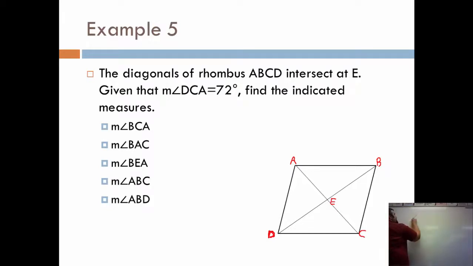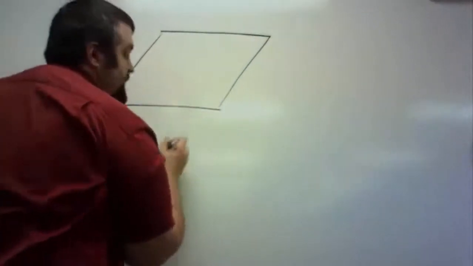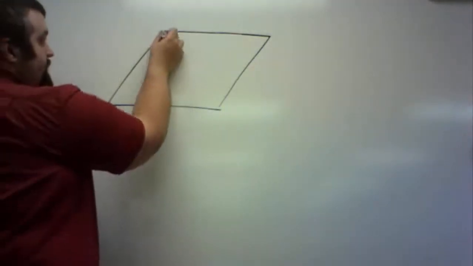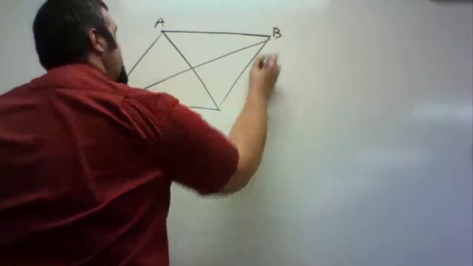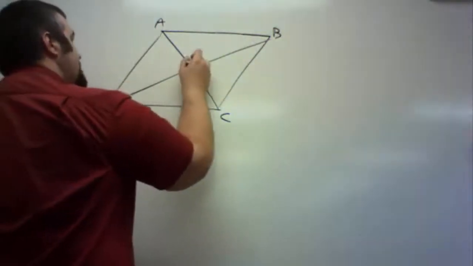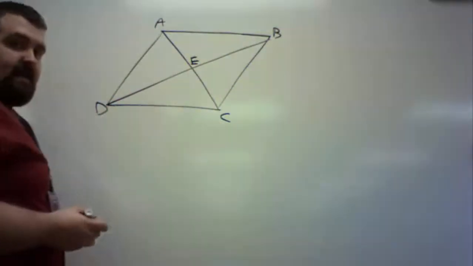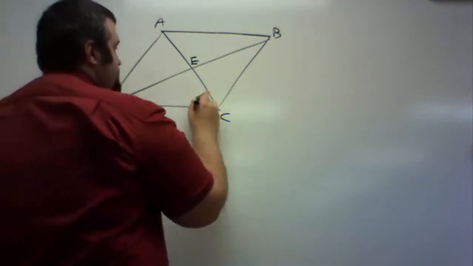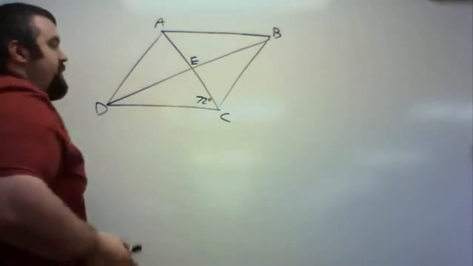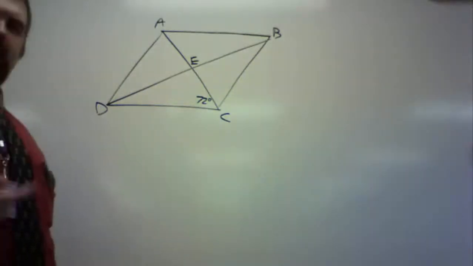So in this case, how did I draw it? I can't remember off the top of my head. Let me look. A is in the upper left, B is in the upper right. So A, B, C, D, and E. Now I said angle DCA is 72. Wait a second, if that's 72 degrees, this is a rhombus.